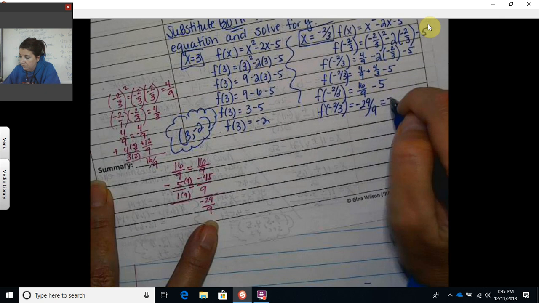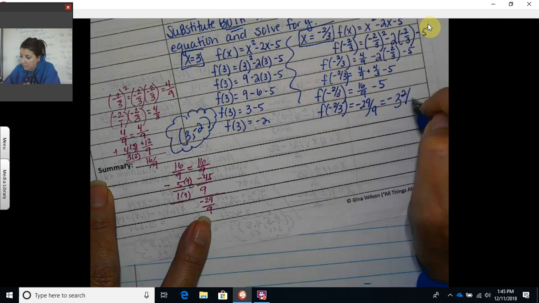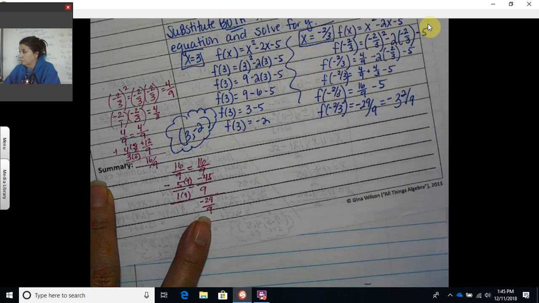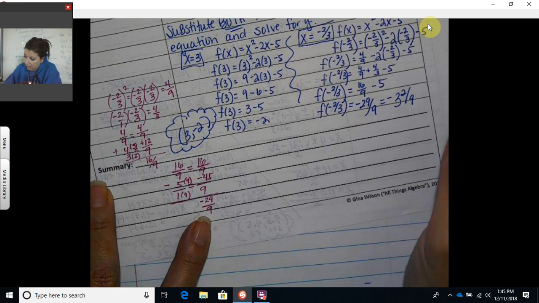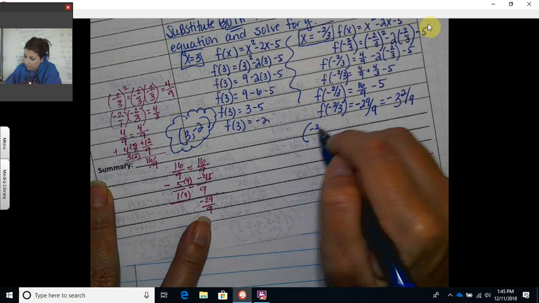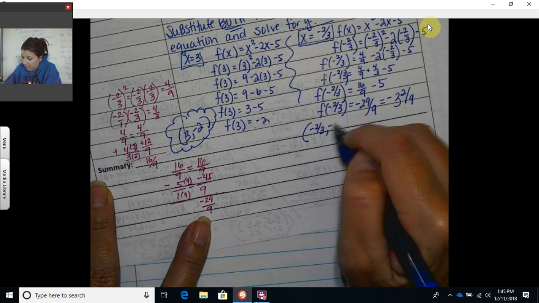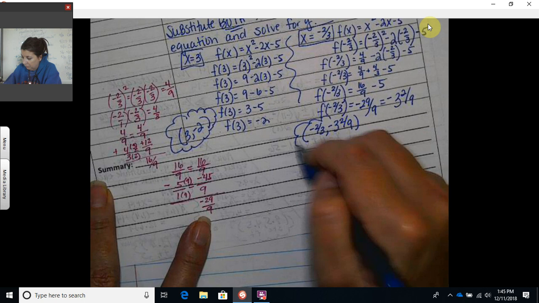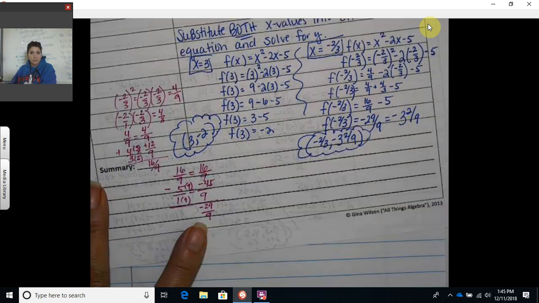Or if I turn that into a mixed number, it would be negative, 9 goes into 29 3 times with 2 remaining, denominator of 9. So one of the solutions was 3 comma negative 2. The other solution is negative 2/3 comma negative 3 and 2/9. So those quadratics intersected 2 times. So if I were to graph that, they would look something like this.